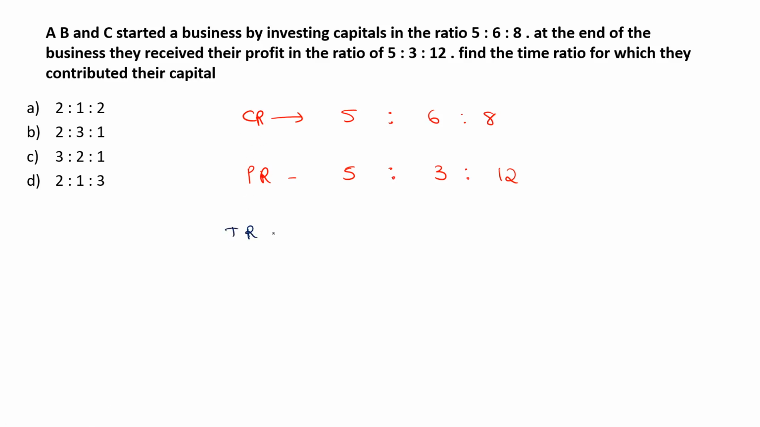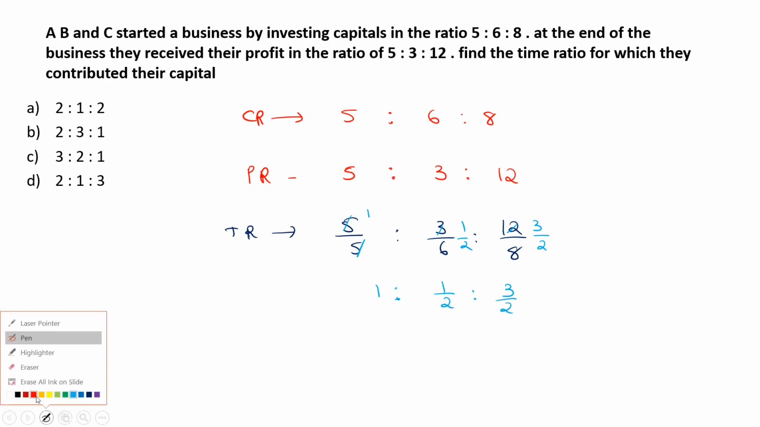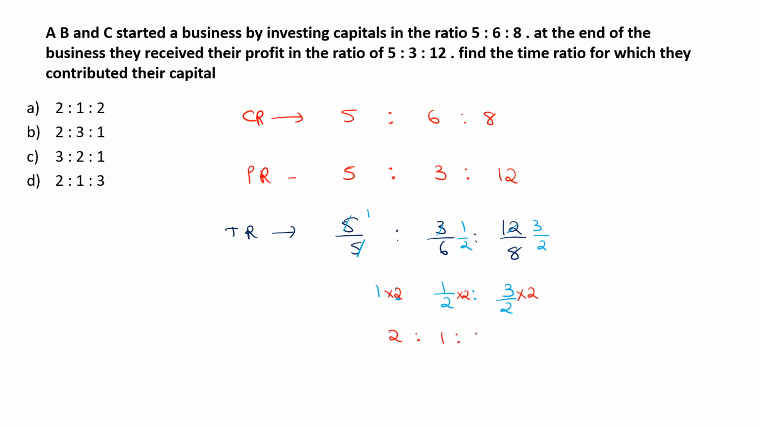To get the time ratio, just divide the respective profit by the respective capital. Now we are very comfortable getting the time ratio. Just cancel: 5 ones, 3 by 6 is 1 by 2, and 12 by 8 is 3 by 2. That is nothing but 1 is to 1 by 2 is to 3 by 2. Multiply those ratios by 2 to get the ratio in terms of integers. That means 2 is to 1 is to 3.